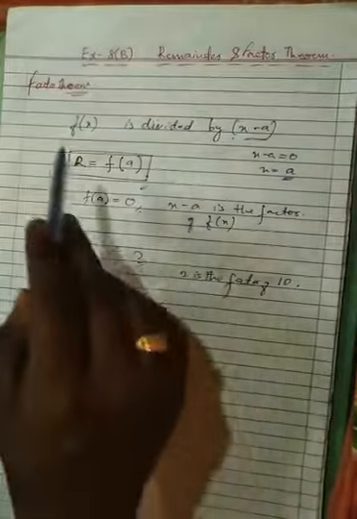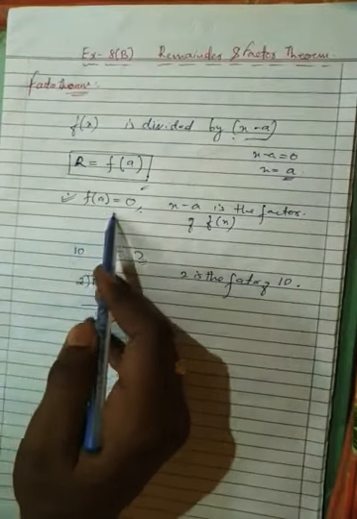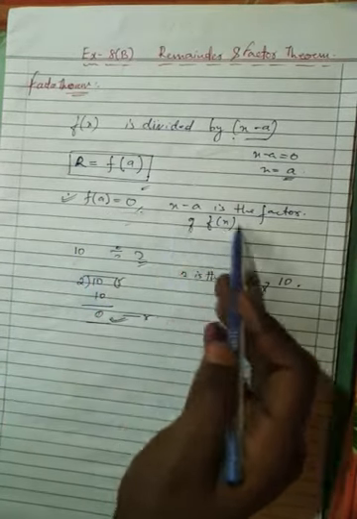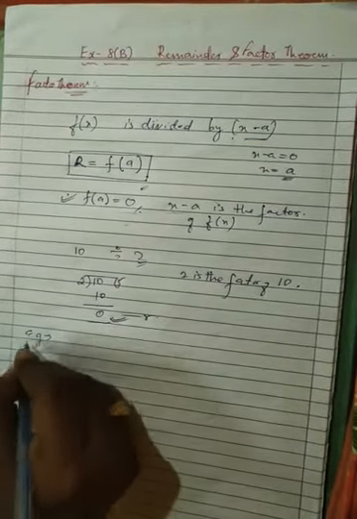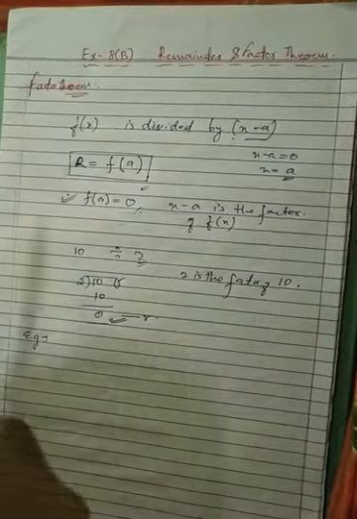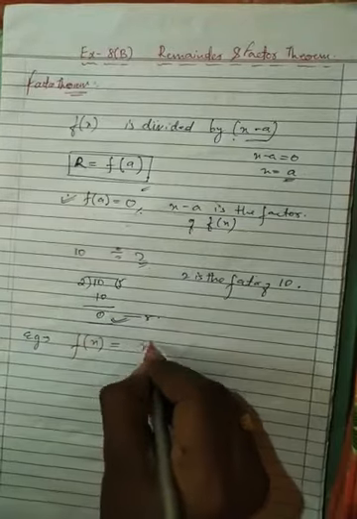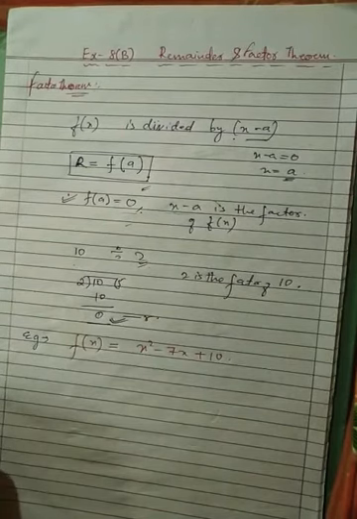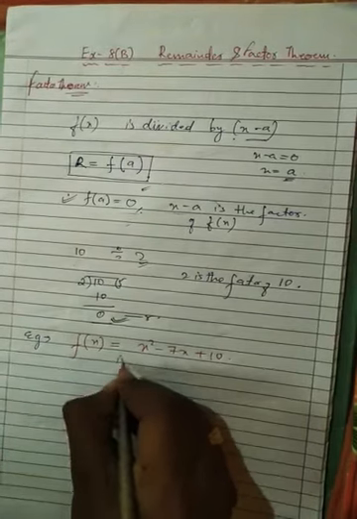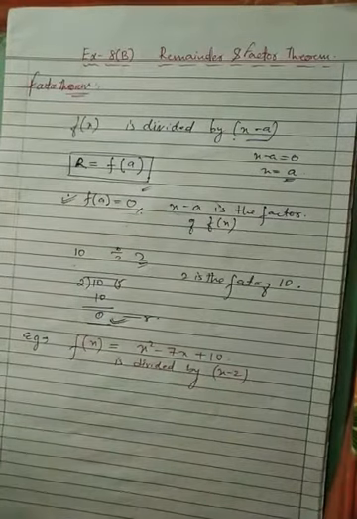Same way in this case, if an expression is given, and if we take out the remainder and the remainder is coming 0, then x minus a is a factor. If I take some algebraic expression, let's take an example. Let's say f of x is x square minus 7x plus 10. And we are dividing this equation by x minus 2.